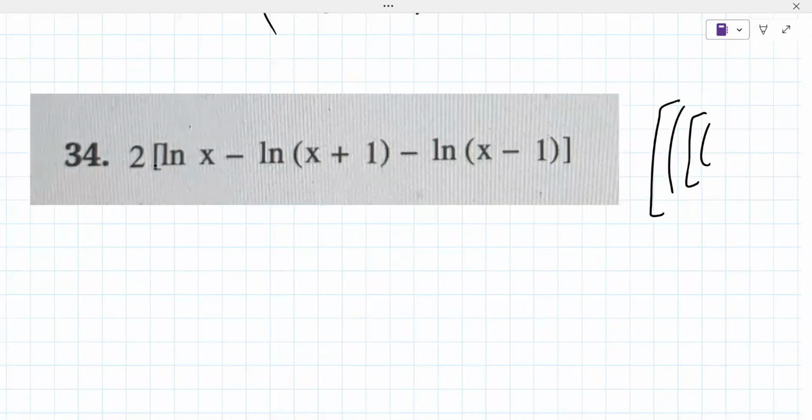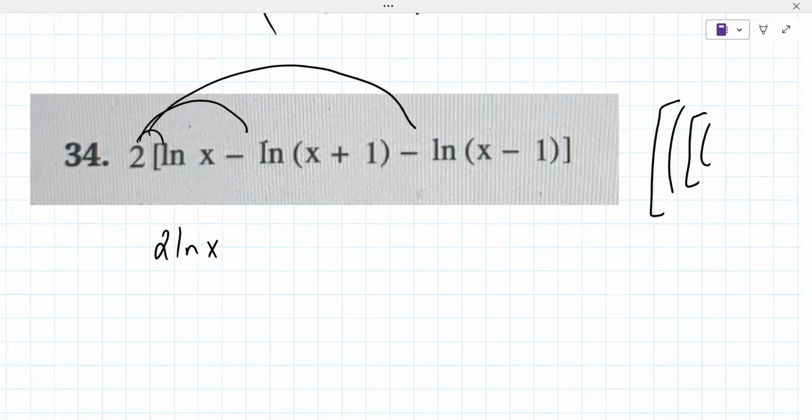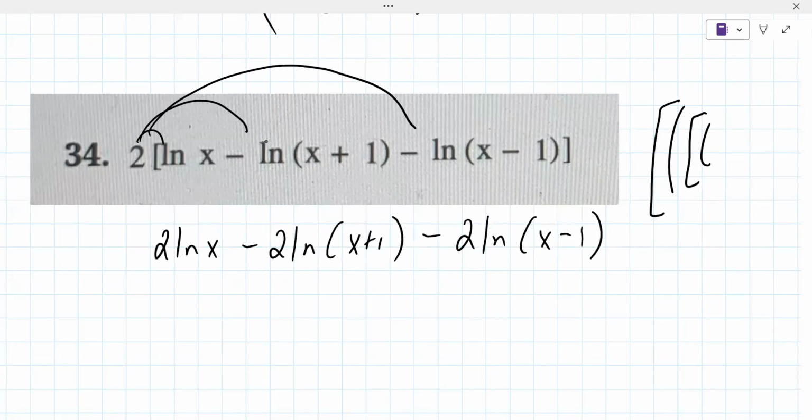But maybe you'll read a paper, I don't know if you're going to go to graduate school, where it's got extra sets of brackets and stuff. Now you'll know why. But that 2 gets distributed into everything. So it's 2 ln x minus 2 ln (x plus 1) minus 2 ln (x minus 1), like that. So I'd like you to take the problem from here and see if you can work it out, condense it to a single logarithm.